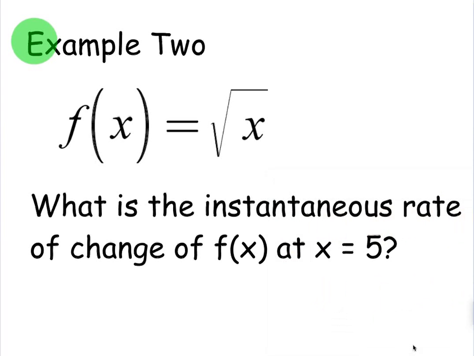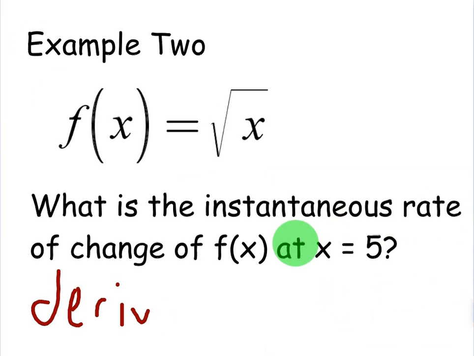Okay, so now we're going to do a derivative proof involving the square root of x. Again, this question says, what is the instantaneous rate of change of square root of x at x equals 5? That just means the derivative. We're going to be proving this using the difference quotient, which we learned before.